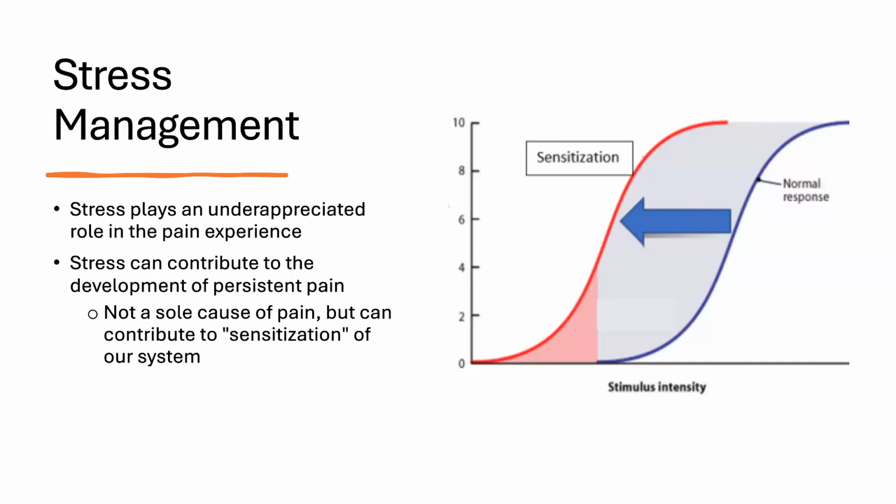However, if you're dealing with persistent pain, over time that threshold seems to work itself further back, to where all of a sudden it's taking less and less intensity of a stimulus to evoke that pain response. It's a tough cycle to break. Stress can definitely be a contributor to this sensitization of your nervous system. It's not the sole reason you have pain, but it can definitely be a relevant contributor to why your pain is ongoing or persistent.